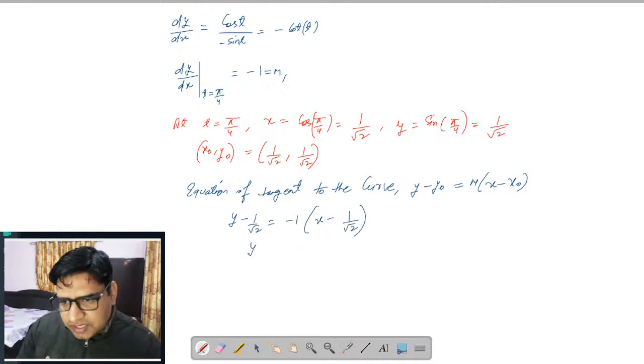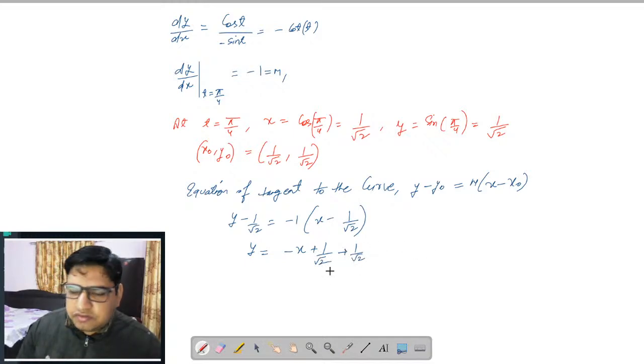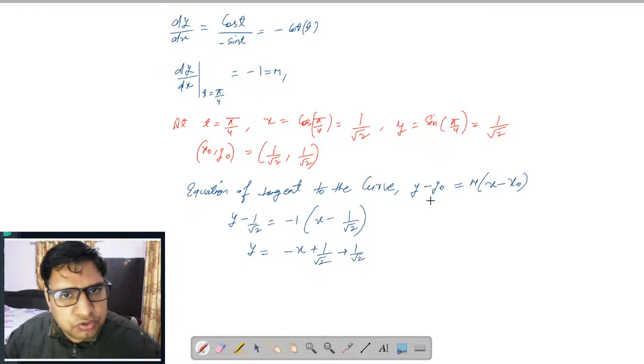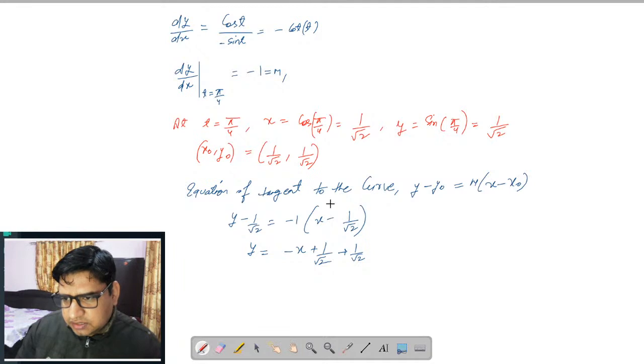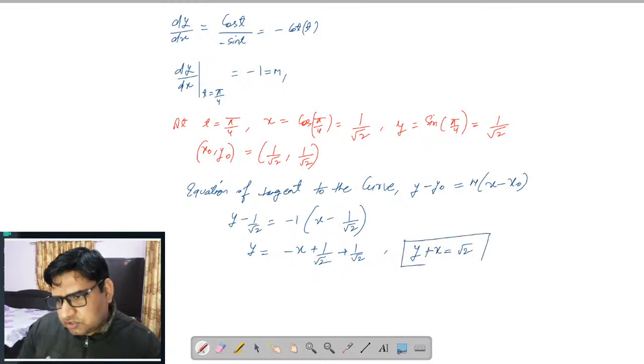Okay, so y is equal to minus x plus 1 by root 2 plus 1 by root 2. And if you solve 1 by root 2 plus 1 by root 2, that will be 2 upon root 2, and 2 upon root 2 is nothing but root 2 only. Okay, so this can again be simplified to y plus x is equal to root 2. This is how we can simplify this, and this is the equation of the tangent to the curve.